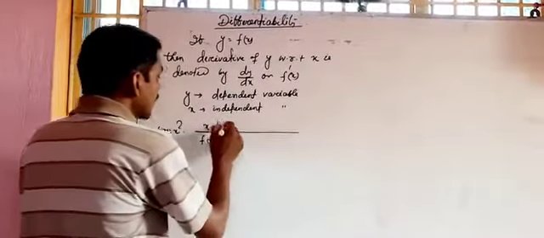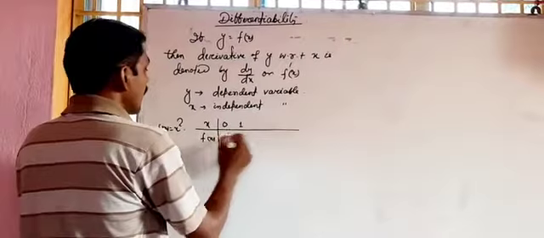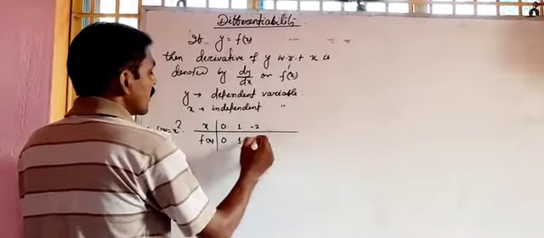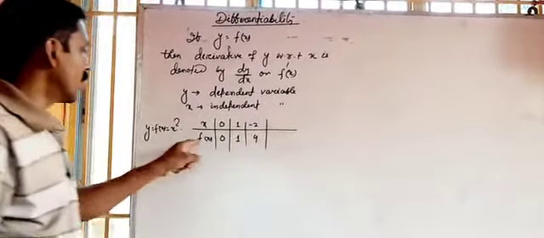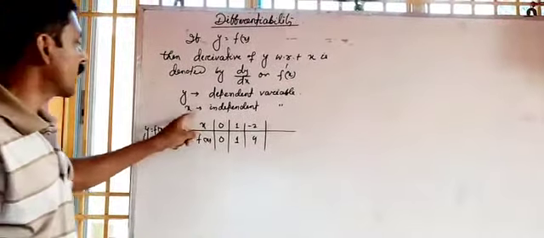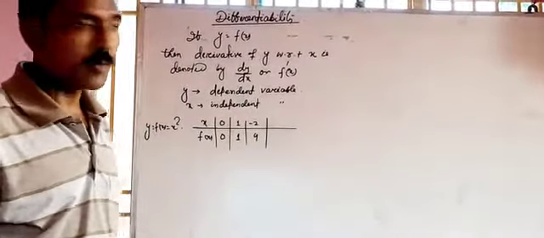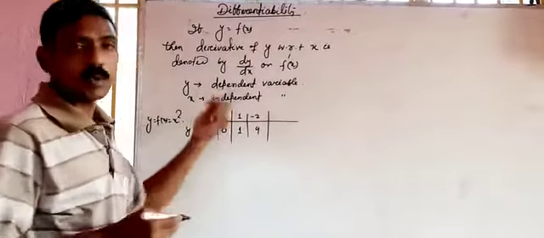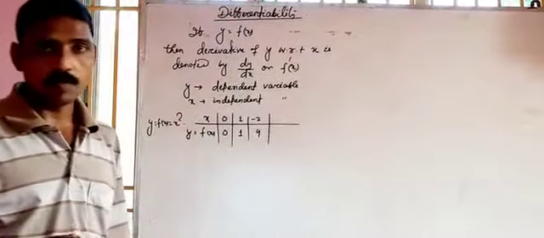Then if we take x equal to 0, it will be 0. If we take x equal to 1, this value is 1. If we take x equal to minus 2, it will be 4, like this. Means the value of f of x always depends upon the value of x. That's why x is independent, it does not depend upon any other variable. But the value of y always depends upon this value. That's why y is the dependent variable, x is the independent variable.